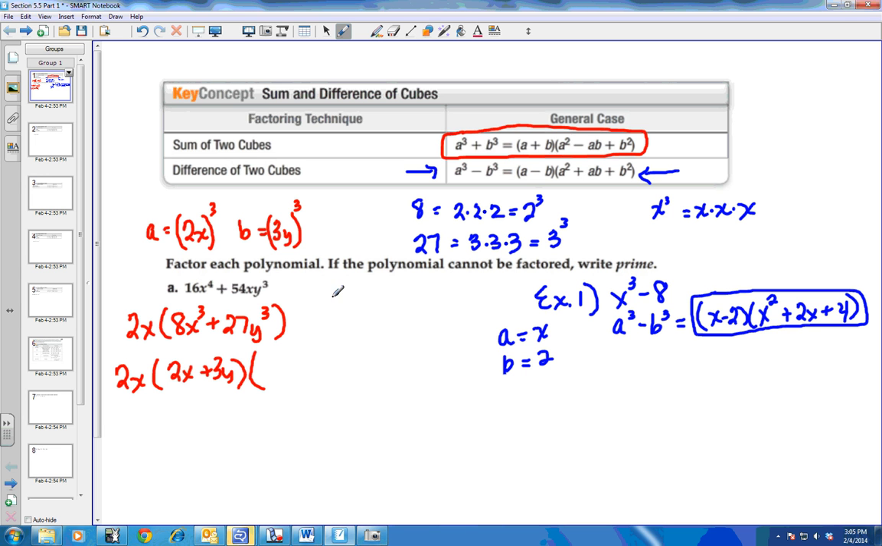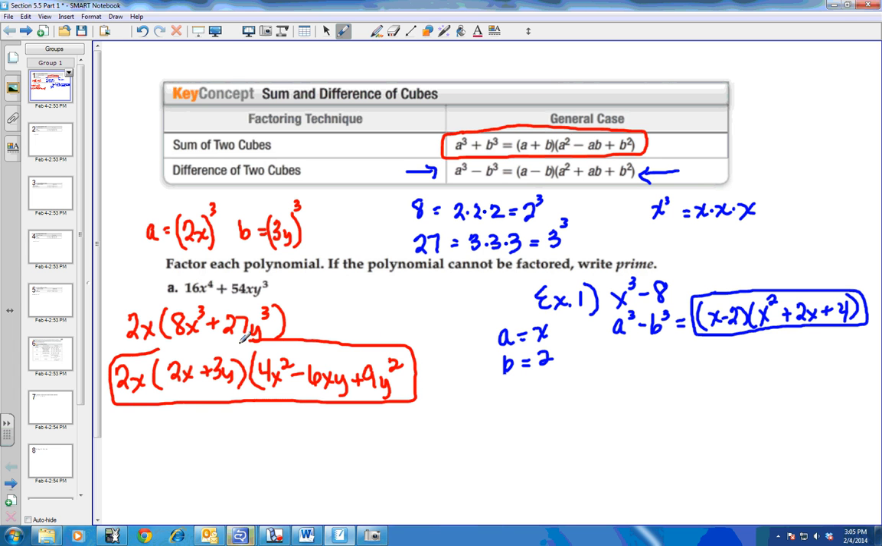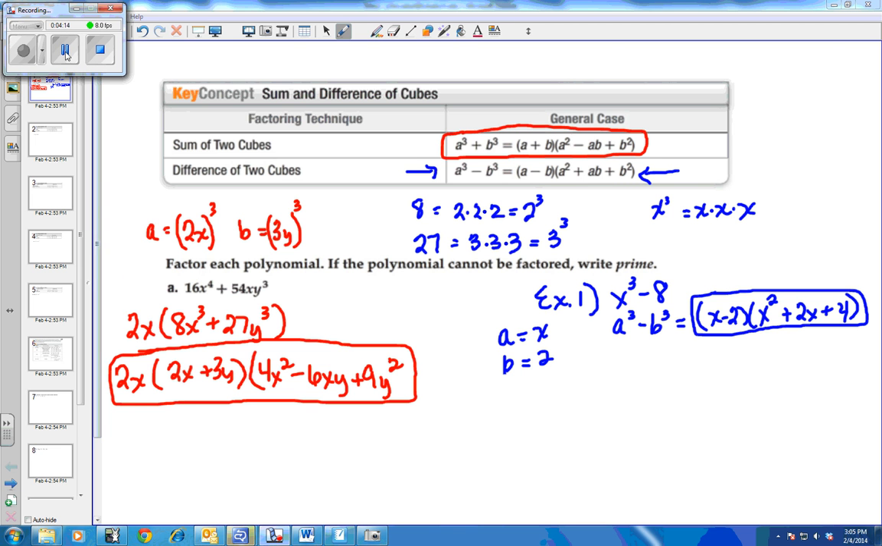Then it says a squared. So 2x times 2x is 4x squared, minus a times b, so minus 2x times 3y would give me 6xy, plus b squared, so plus 3y times 3y, 9y squared. And that's my answer.